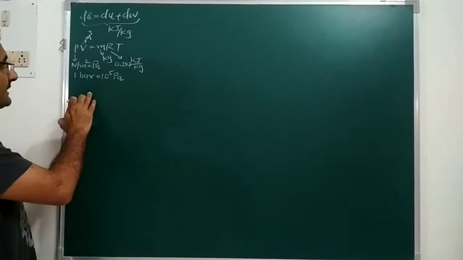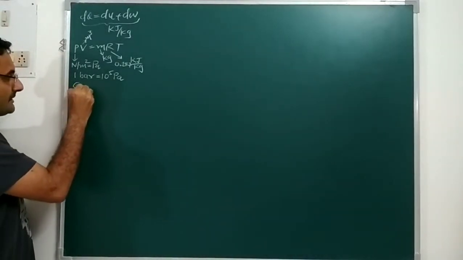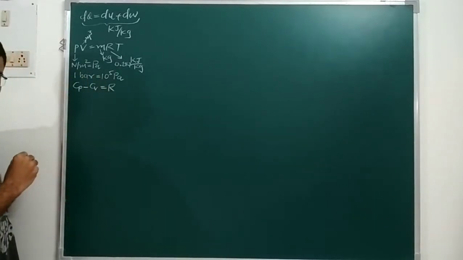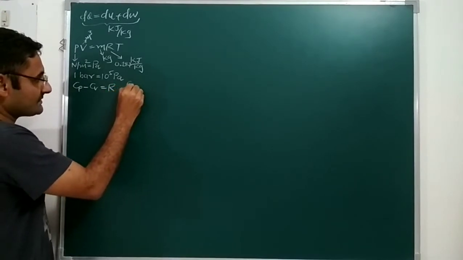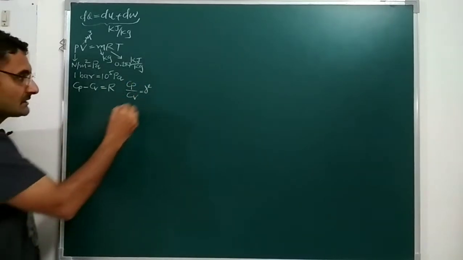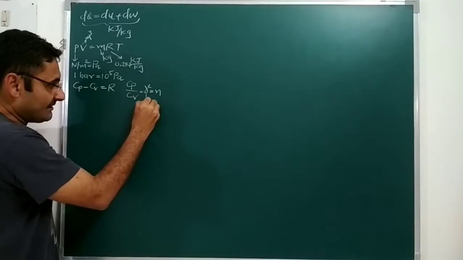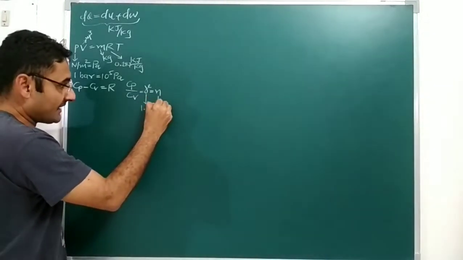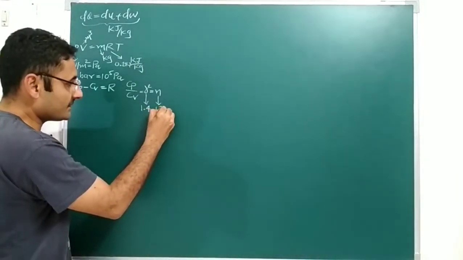Now, after that, next equation is a simple Cp minus Cv equals R. That also I have proved in one of my videos. Similar to that, Cp by Cv equals gamma, or Cp by Cv equals n, where gamma is known as the adiabatic index, whose value you have to remember is 1.4. n is known as the polytropic index, whose value is 1.3.